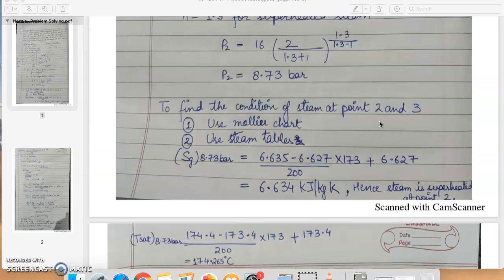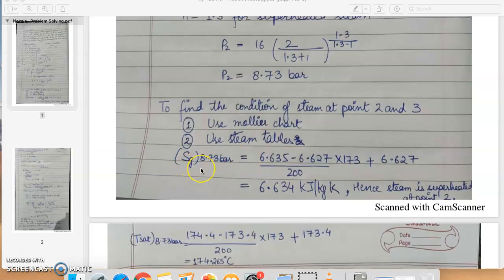So now to find the condition of steam at point 2 and 3, this is similar to the conditions found for the Rankine cycle processes in the turbine. So it has two methods which we can use for finding this. That is by the use of Mollier chart or by the use of steam table. As we are very fond of steam table, I am discussing the method by using the steam table. Later on I can also discuss the method by using the Mollier chart.